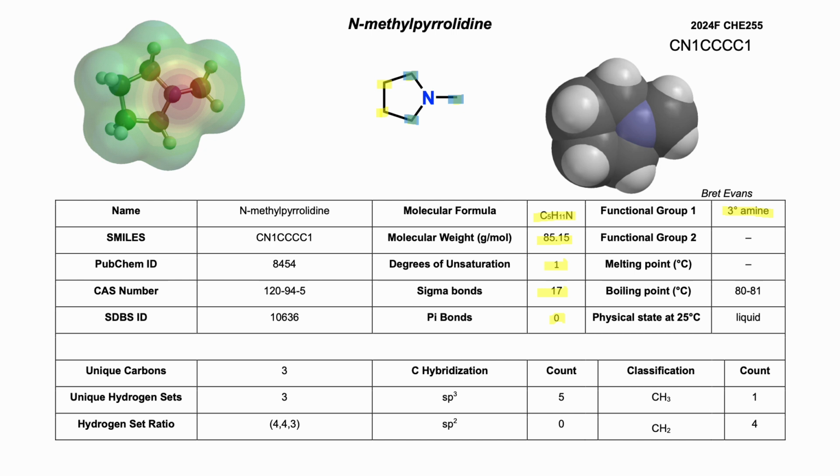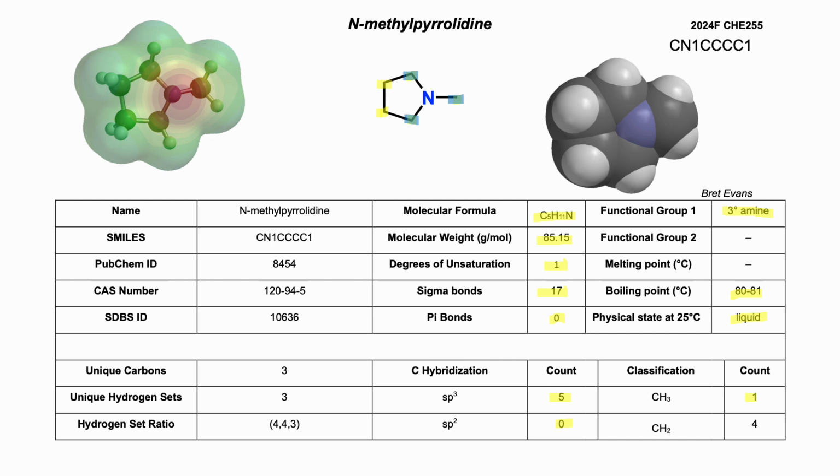The boiling point is 80 to 81 degrees Celsius, and then the physical state of our molecule is liquid at 25 degrees Celsius. If we go down to carbon hybridization, we have 5 sp3 hybridized carbons, which are going to be all the carbons that we have in our molecule, and then we have 0 sp2, so we don't have to worry about that today.